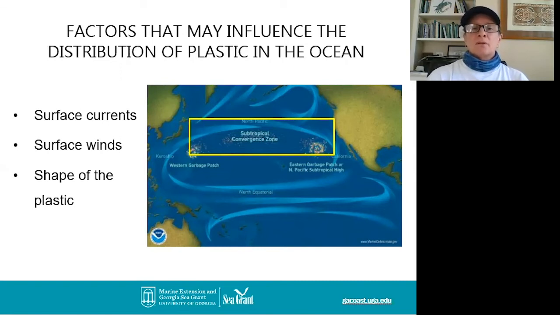This illustration of the Great Pacific Garbage Patch, an area in the North Pacific Ocean, highlights where the North Pacific subtropical and subpolar gyres converge. This is the area where marine debris accumulates. And it has been estimated that the Great Pacific Garbage Patch covers a surface area of about 1.6 million square kilometers.